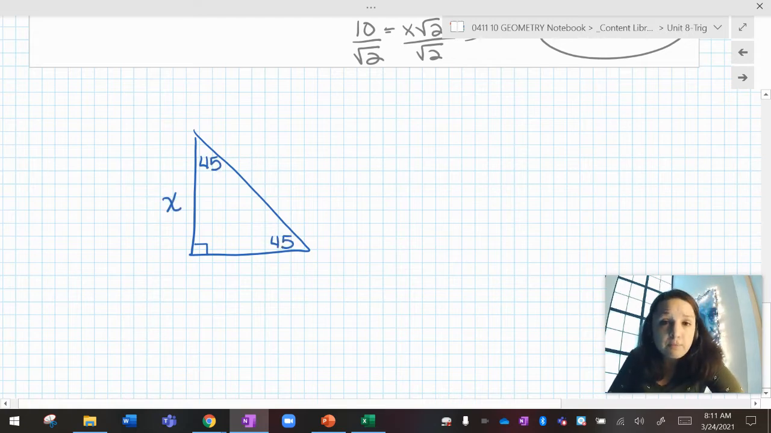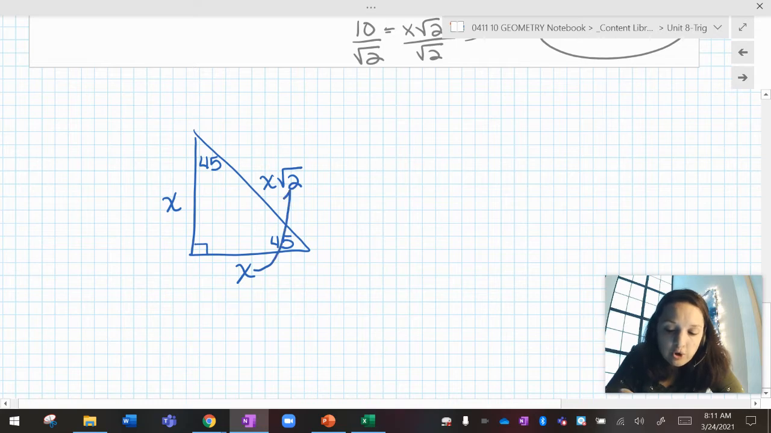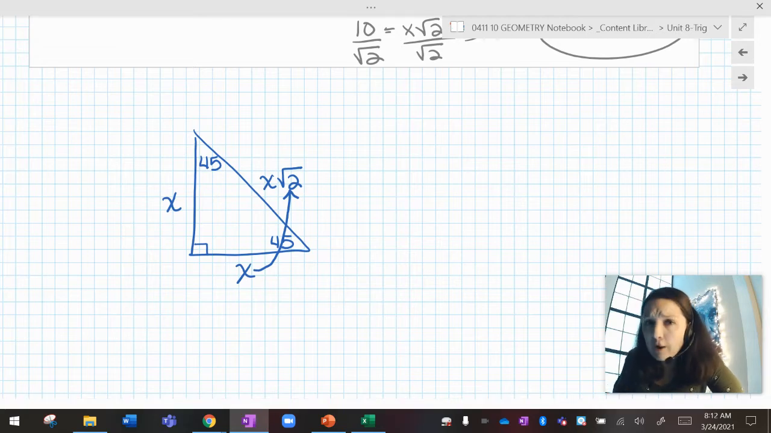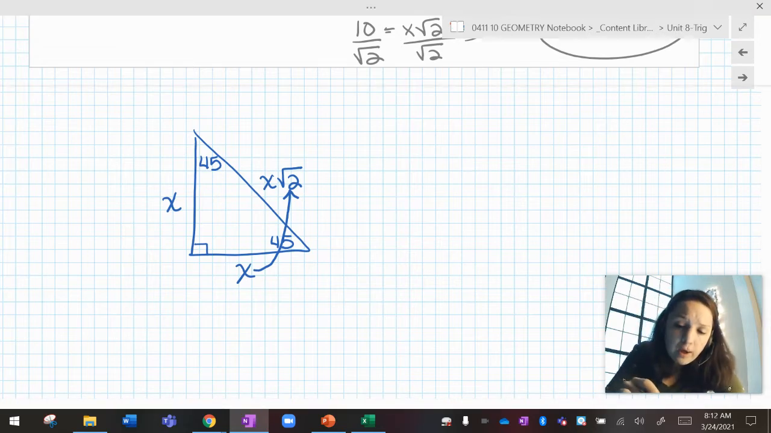one of the legs, you automatically know the other leg, and your hypotenuse is that number times root 2. In other words, if you want to go from knowing the leg to knowing the hypotenuse, you multiply by root 2. But what if you want to go backwards? What if you know the hypotenuse?